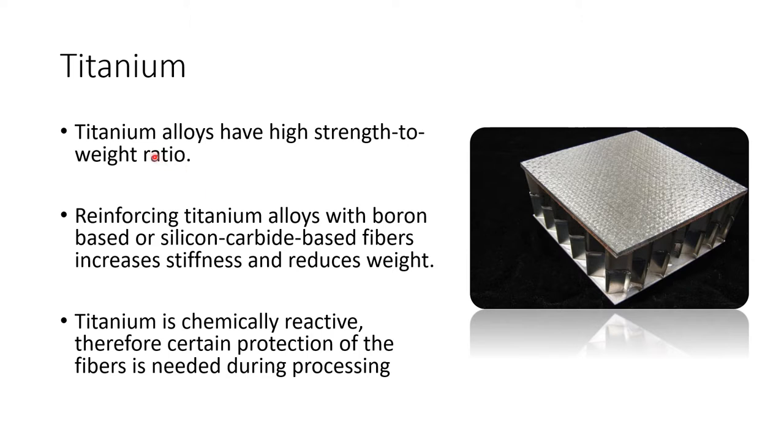Titanium, another metal. Alloys have a high strength to weight ratio. Reinforcing titanium alloys, you're going to use boron based or silicon carbide based fibers. They're going to increase the stiffness and reduce the weight. Again, what does it do? Increase the stiffness, again, lightweight. Titanium is chemically reactive, so you have to have a certain protection of that fiber, because you don't want the fiber reacting in your composite. So you've got to coat it with some protection.